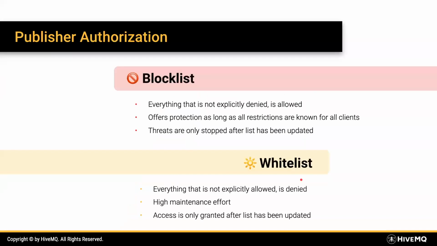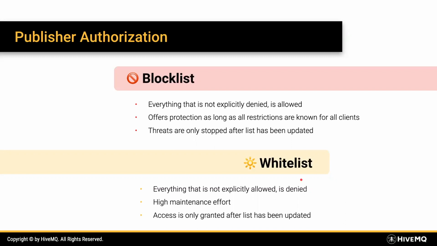Publisher authorization usually is done via either block lists or whitelists. A block list is something where you deny the publishing client access to a specific topic. Everything that is not explicitly denied is allowed here. So you just pick single topics that you want to ban your publishers from publishing to, or that you want to protect. This offers protection as long as all restrictions are known for all clients. Threats are only stopped here after the list has been updated. So if an attacker finds a new way around the system, you are open here for access.